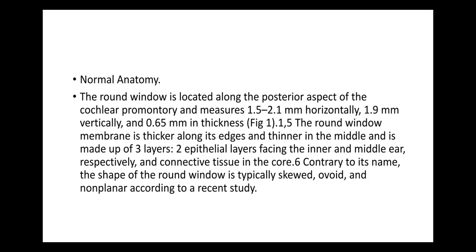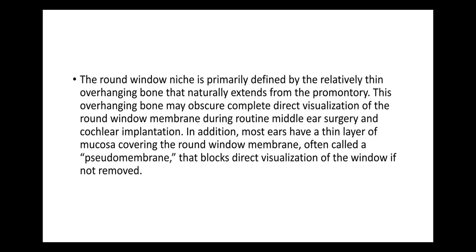Contrary to its name, the shape of the round window is typically skewed, ovoid, and non-planar according to a recent study. The round window niche is primarily defined by the relatively thin overhanging bone that naturally extends from the promontory. This overhanging bone may obscure complete direct visualization of the round window membrane during routine middle ear surgery and cochlear implantation. In addition, most ears have a thin layer of mucosa covering the round window membrane, often called a pseudomembrane, that blocks direct visualization of the window if not removed.